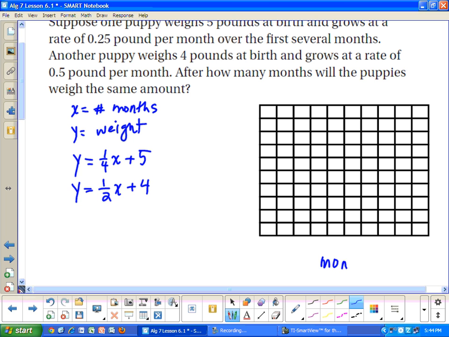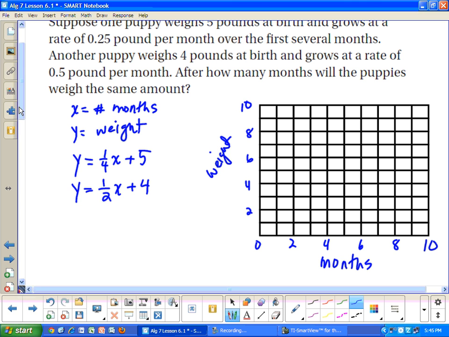All right, and then if I make a graph of these two situations, so we have months down here, and we're just going to go 0, 2, 4, 6, 8, 10. Then we can have our weight here, and I think we can just go by ones on this one. That's our weight in pounds.